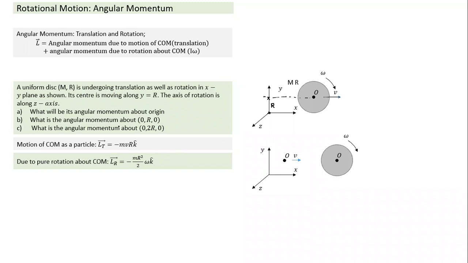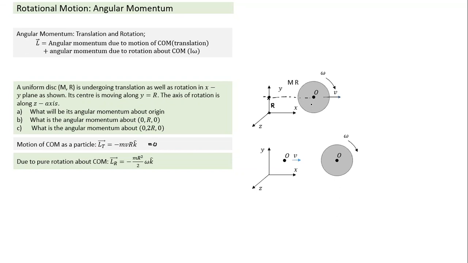Let's take part B. What is the angular momentum not at this origin? If I take angular momentum of some other point B, which is 0, r0. If I take this point, what will happen? The perpendicular distance of line of motion becomes 0. This point lies on the line of motion. This term will become 0.